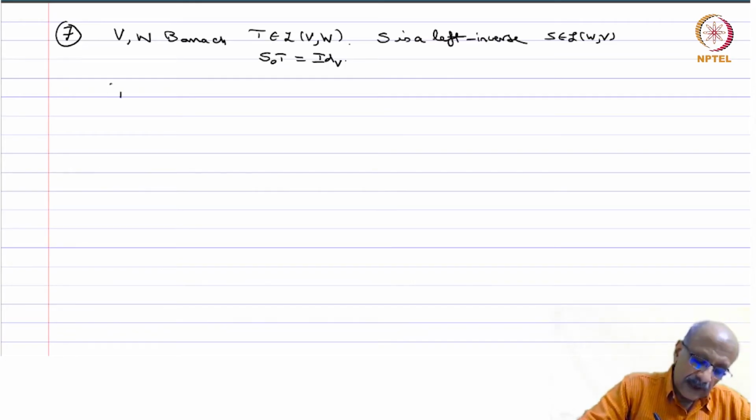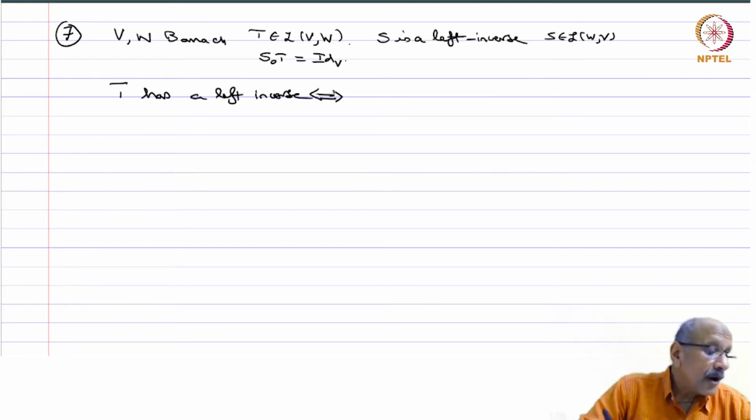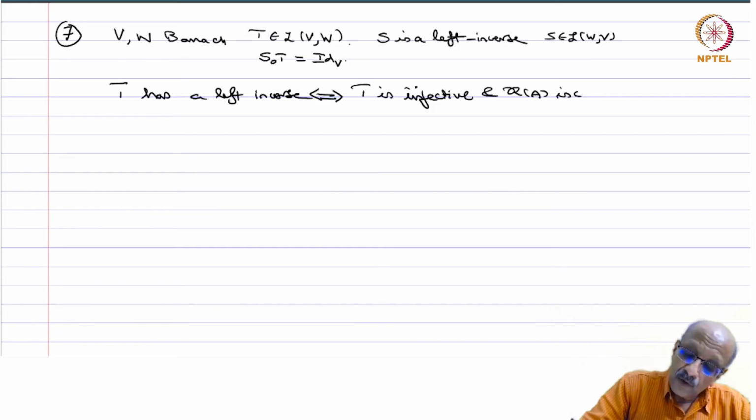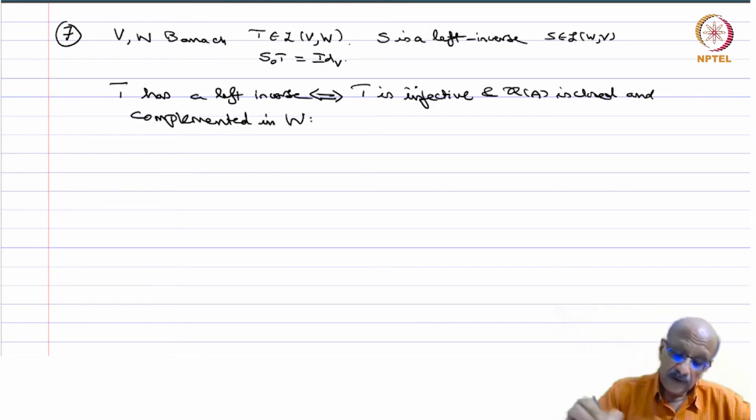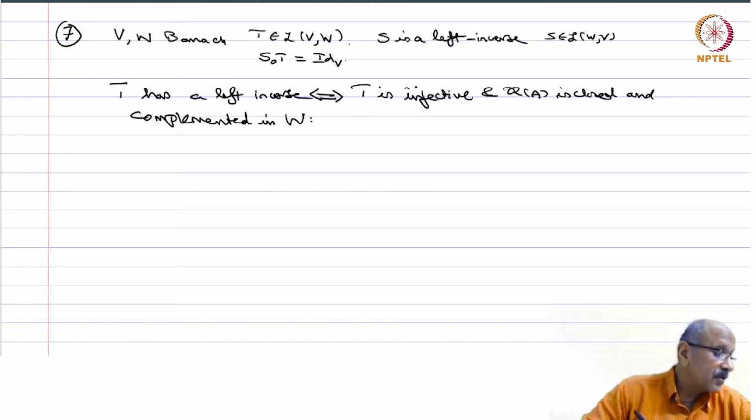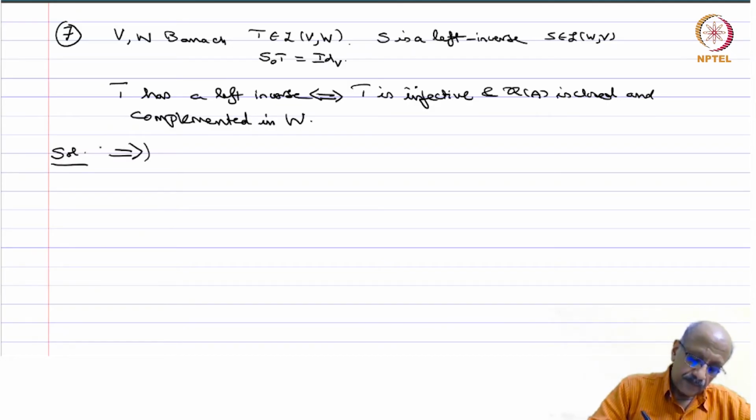Okay, so T has a left inverse if and only if T is injective, that is one to one, and range of T is closed and complemented in W. Okay, so these are necessary and sufficient conditions for existence of a left inverse. So solution, let us prove one way.